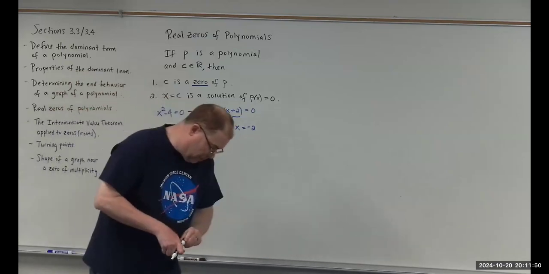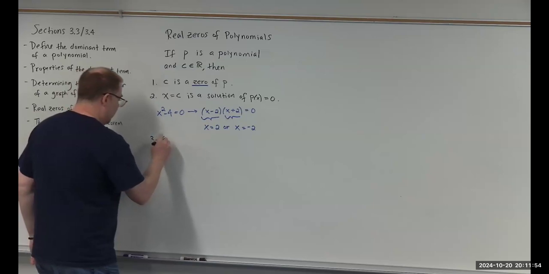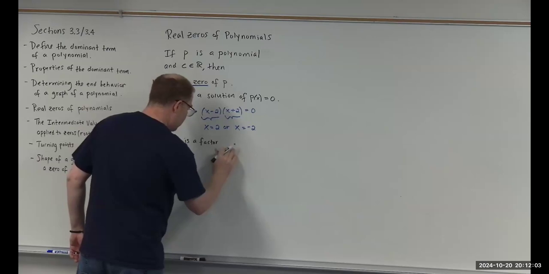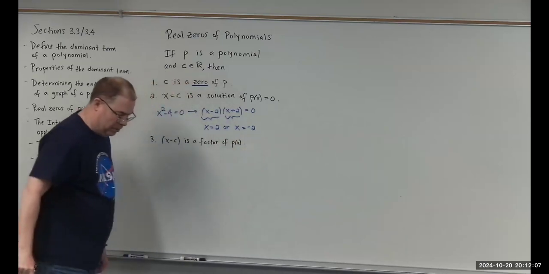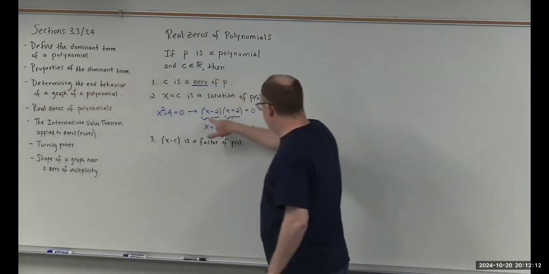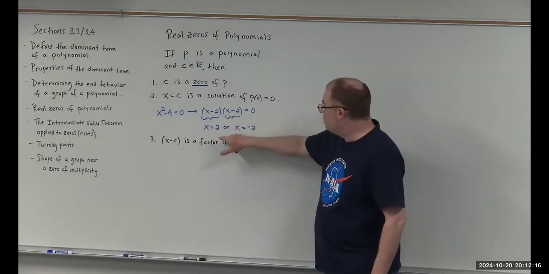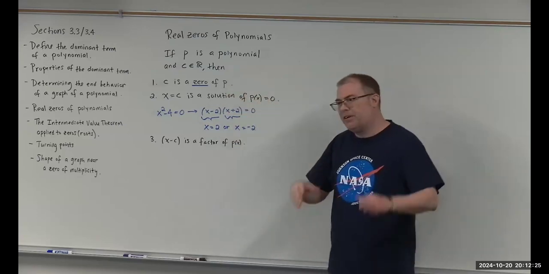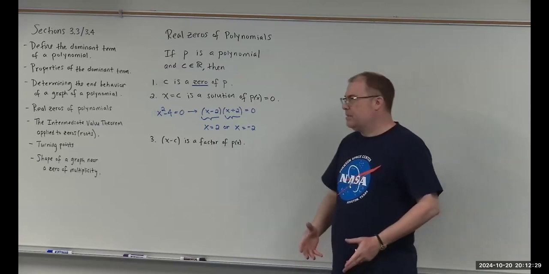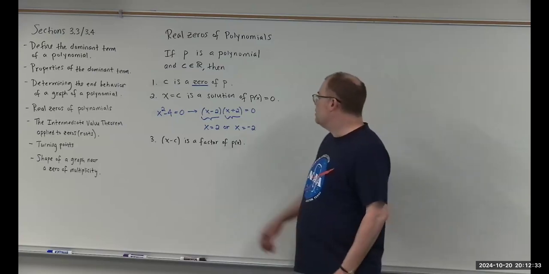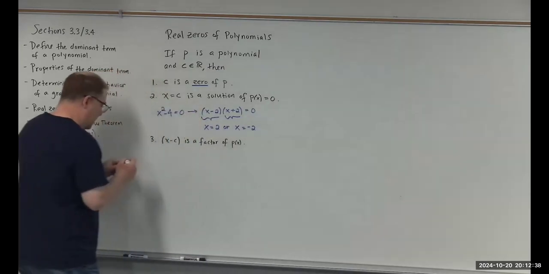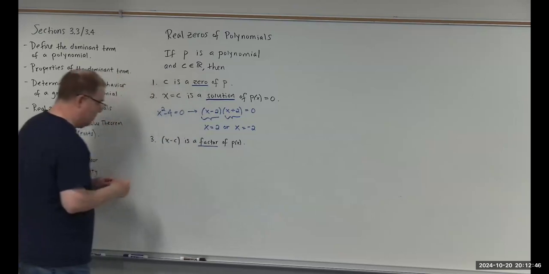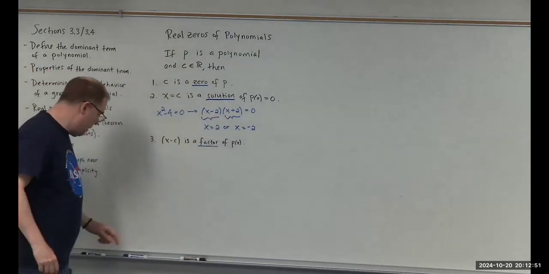The third statement is that x minus c is a factor of p of x, of that polynomial. Well, that is what we have here. We said this is a zero. Both of these are zeros of p, but these are coming from the factors. So basically 1, 2, and 3 are very similar. They're the same idea, stated in different ways depending on the form. We have c is a zero of p, we have x equals c is a solution, and then x minus c is a factor of the polynomial, which is what we have here.